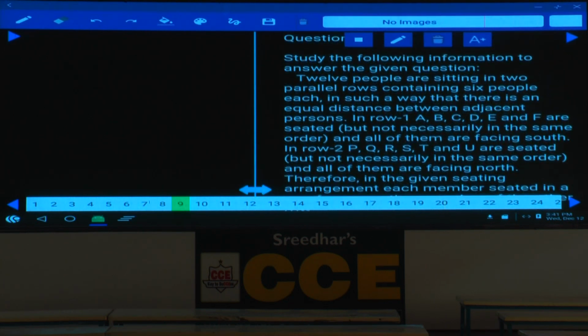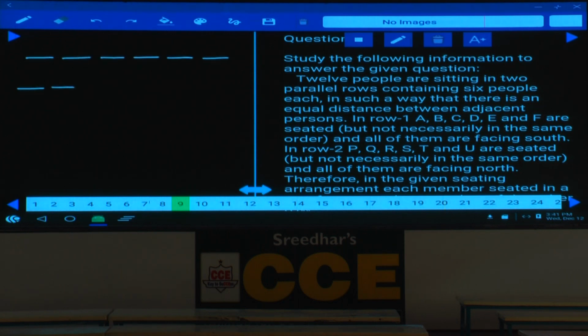Now, in this one, 12 people are seated in 2 parallel rows containing 6 people in each, in such a way that there is an equal distance between adjacent persons. In row 1, A, B, C, D, E and F are all facing south. Now, there are 2 rows, and this is another row.